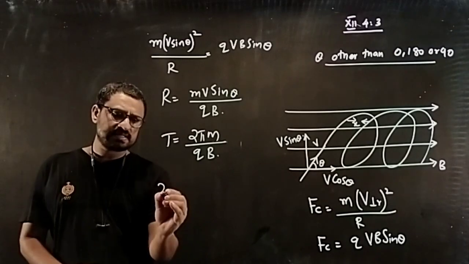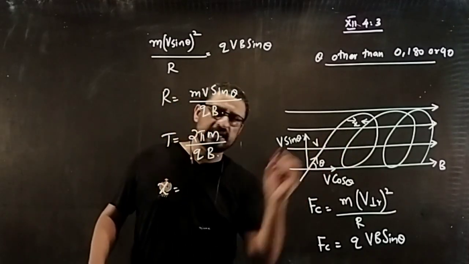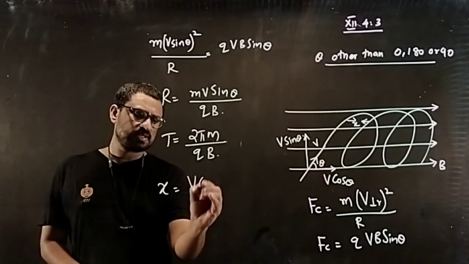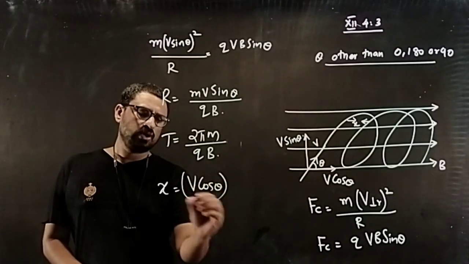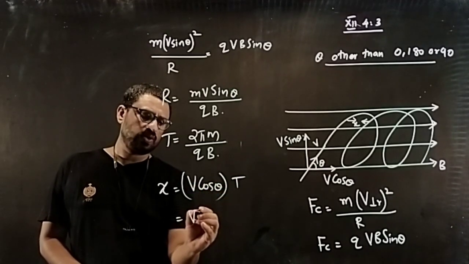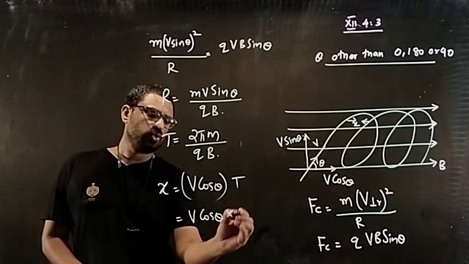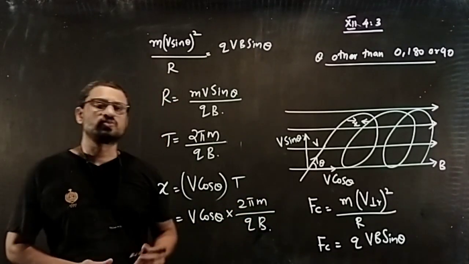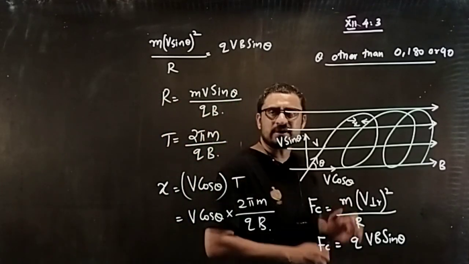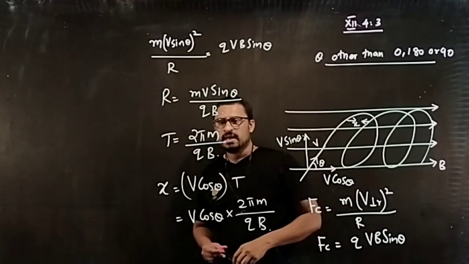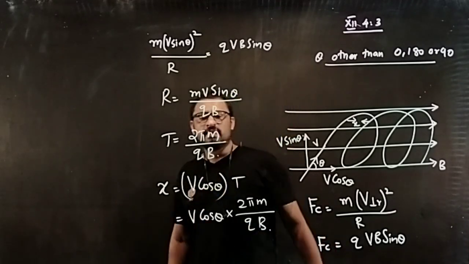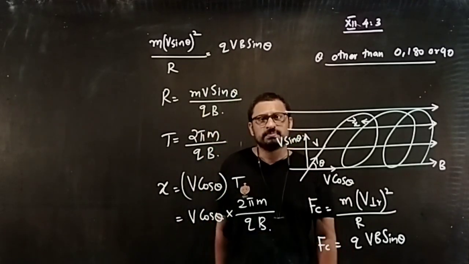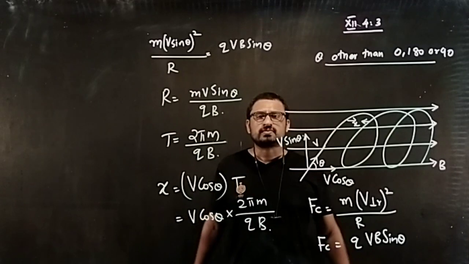So the pitch of the helix is nothing but x. It is given by v cos theta into time, and that is equal to v cos theta into 2 pi m by qB. So it will follow a helical path whose radius is mv sin theta by qB, and the pitch of the helix is v cos theta into 2 pi m by qB. That's all.